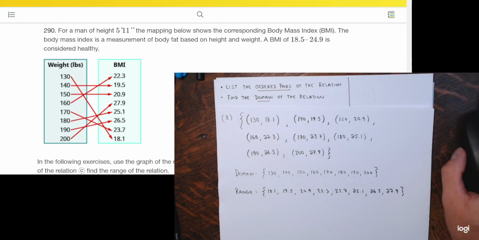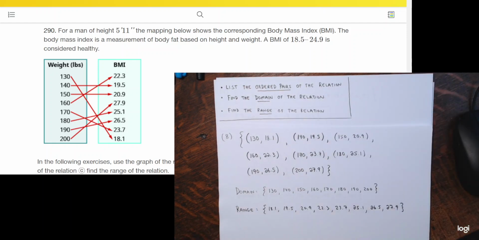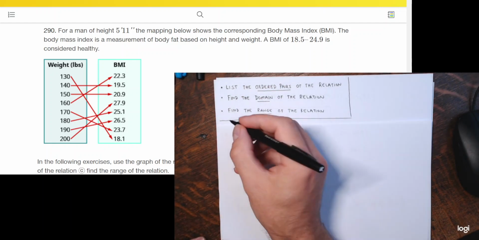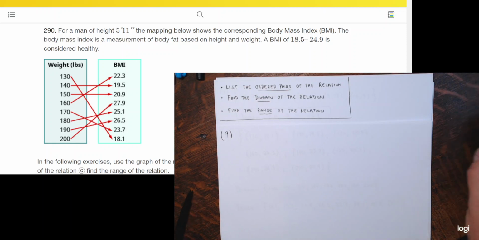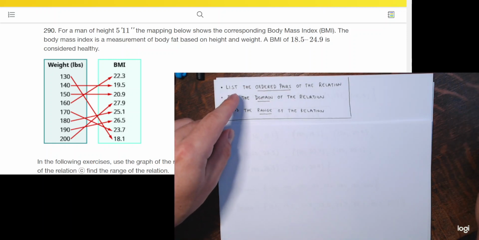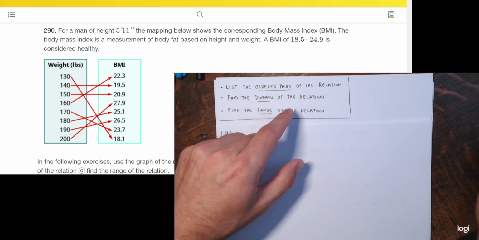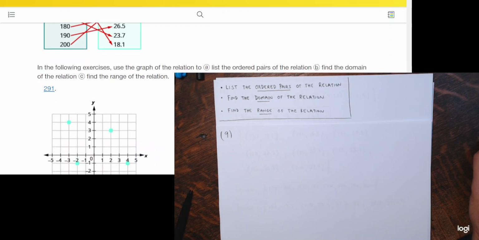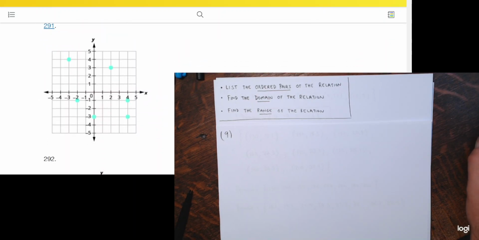Okay. So now in the last examples, starting with example 9 here, this will be exercise 291. We're given the same instructions. We're again asked to list the ordered pairs, and then find the relation, then find the domain of the relation, and find the range of the relation. But this time, instead of a mapping, we're given a graph.